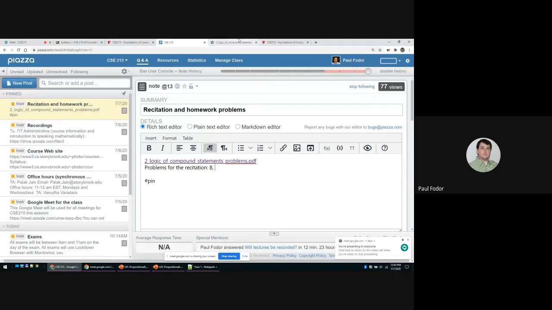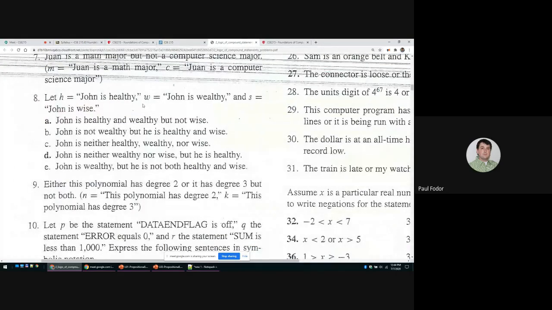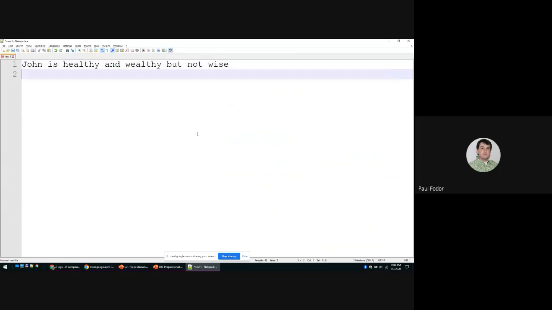Okay. So problem number 8 from chapter 2.1 from the book. Let H be the propositional variable that stands for John is healthy, W is John is wealthy, and S is John is wise. Rewrite in logic the following statements. John is healthy and wealthy, but not wise. So how do we write that one? Let me copy it, and I will write it in Notepad.